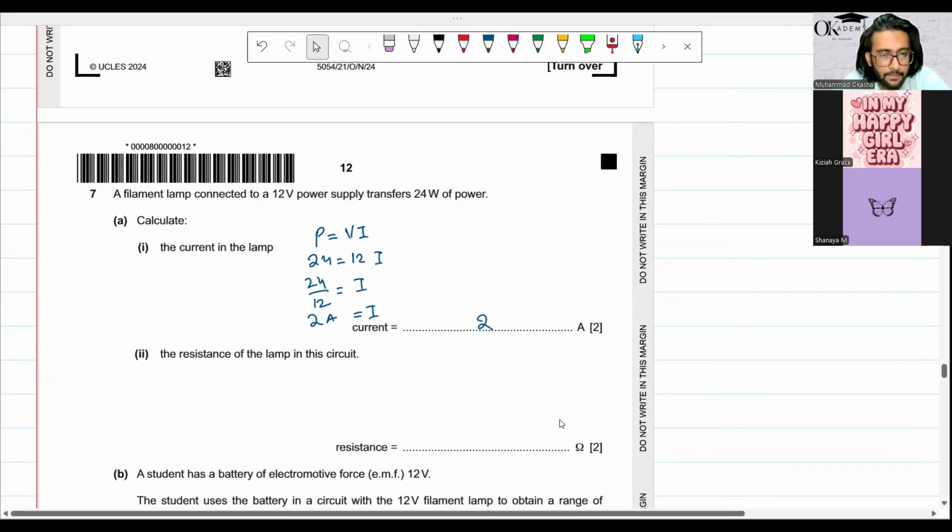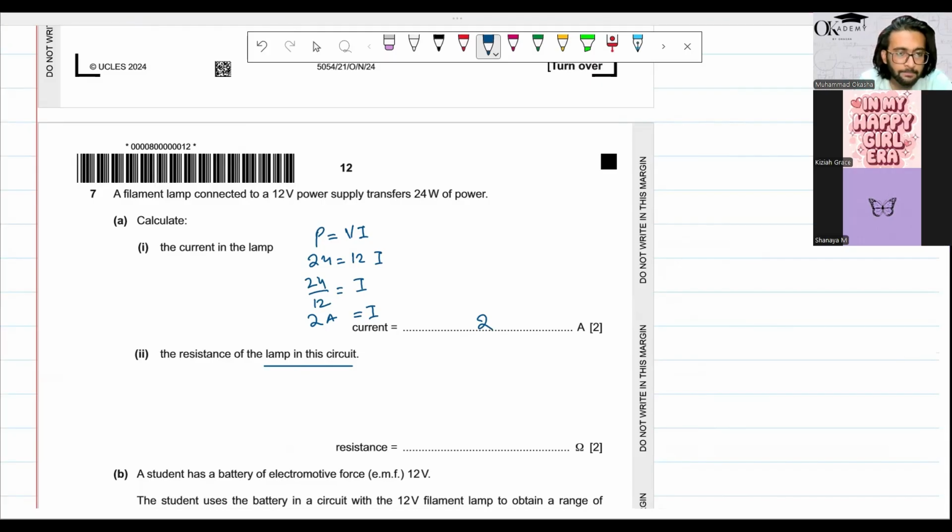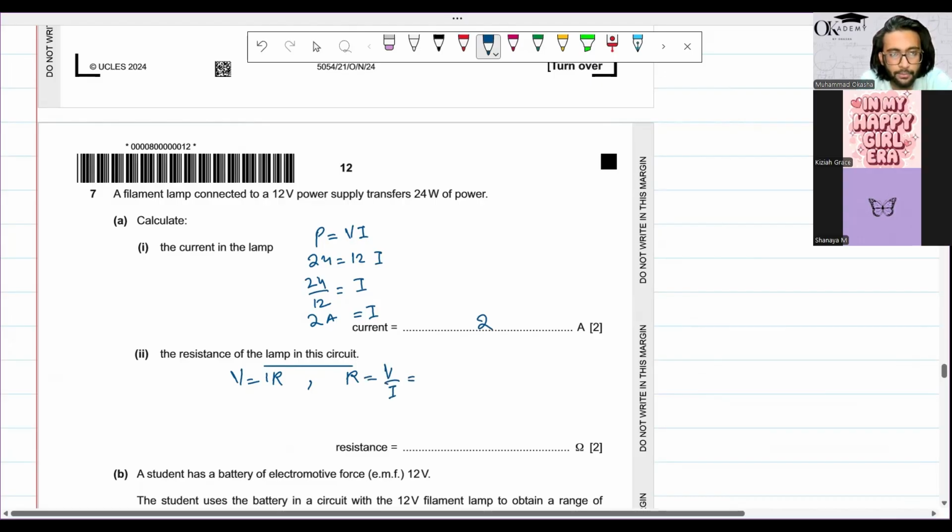The resistance of the lamp in the circuit. Now you can do it in two ways. You can also use Ohm's law over here. V equals IR, so R is equal to V upon I. We know that voltage is 12, and I is 2, which is the current. So this will be 6 ohms.